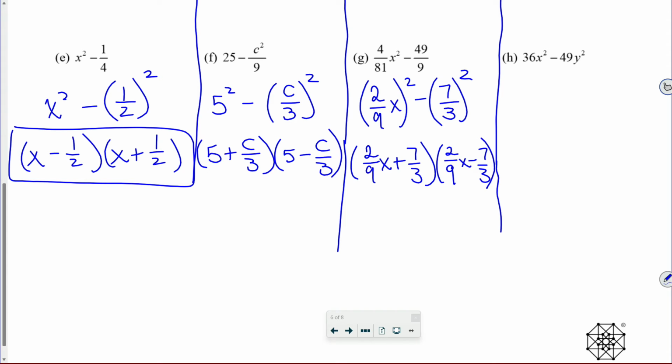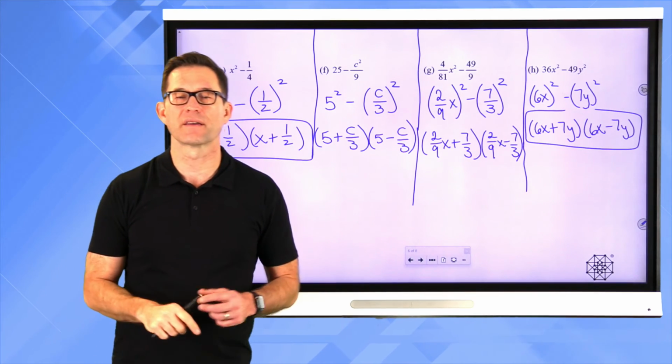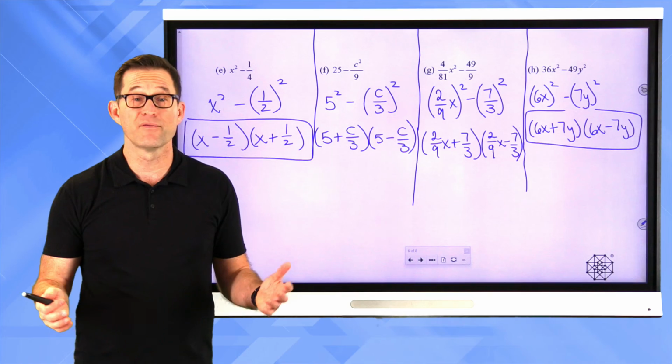Now, letter H, there's really no issue with those extra variables. I can think of 36x squared as the quantity 6x squared. I can think of 49y squared as the quantity 7y squared, in which case all of this becomes 6x plus 7y times 6x minus 7y. All right, fantastic. Difference of perfect squares. Very important type of factoring. We now have two types of factoring, right?